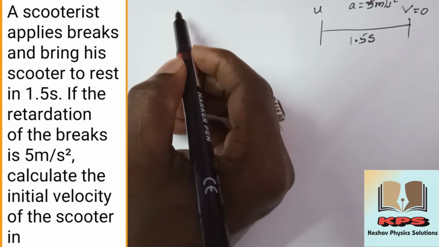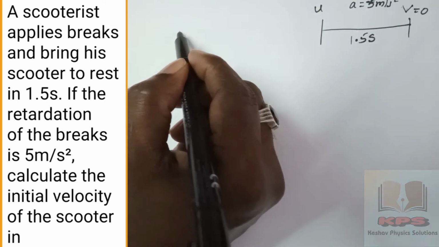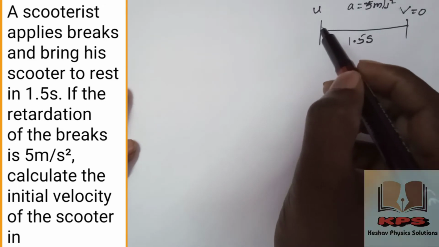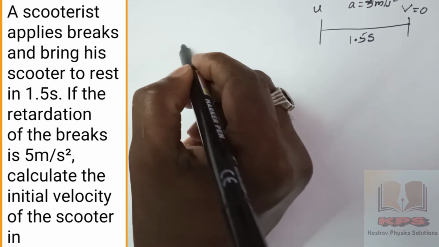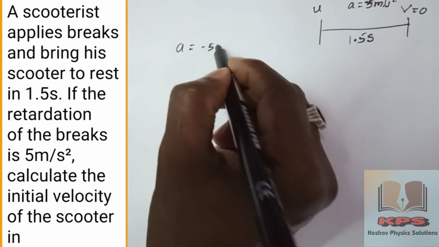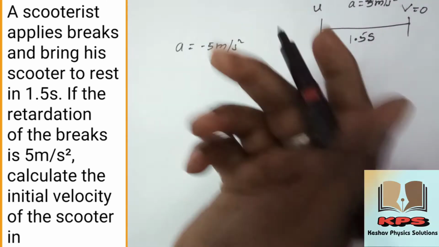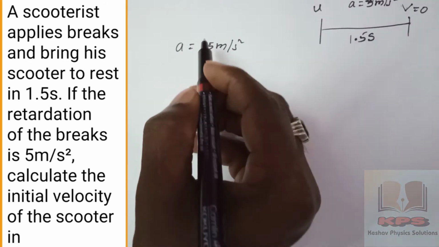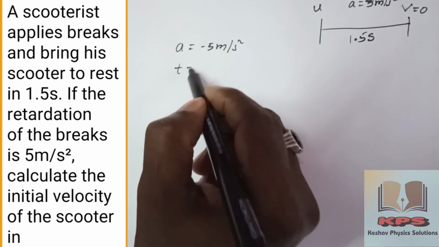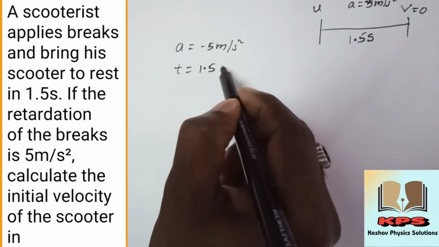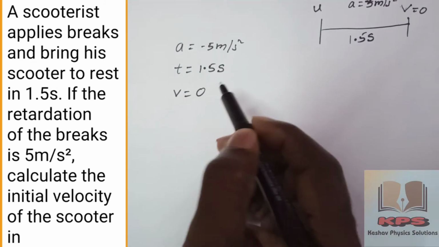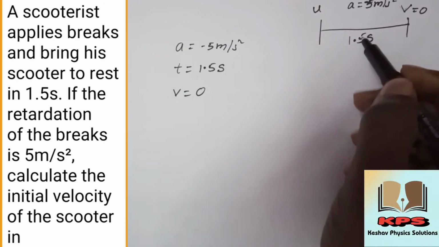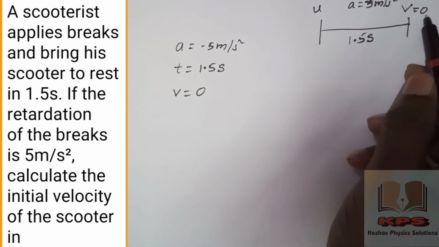We'll write the given data. We have to find what its velocity is before applying the brakes. For that, acceleration a is equal to minus 5 meter per second square, or else we can take minus a as deceleration or retardation. How much time is it taking to stop? 1.5 seconds. And what is the final velocity? 0. After 1.5 seconds it is coming to rest, so the final velocity is 0.